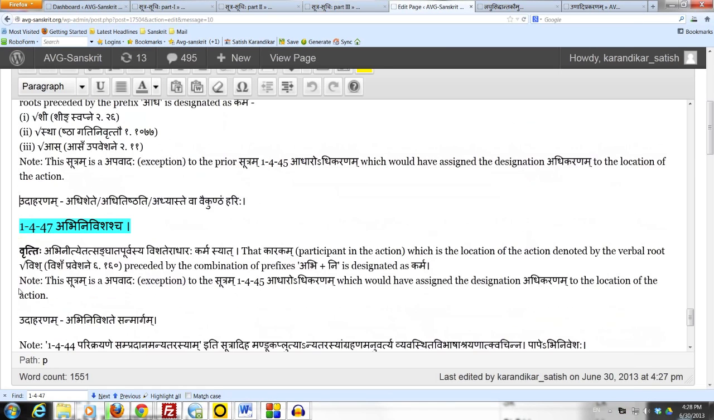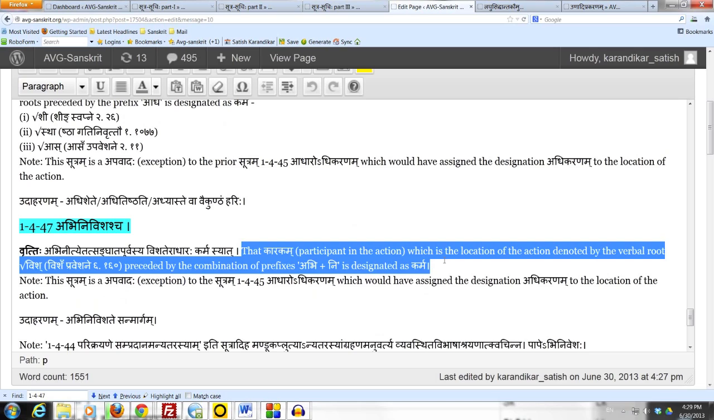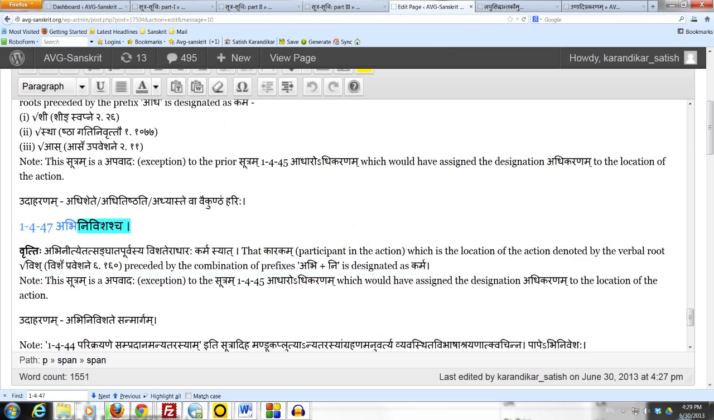Verbal root is vish, which is visha praveshane from the tudadiganaha, provided that it is preceded by the combination of the prefixes abhi plus ni. So abhi ni vish. If that is the verbal root denoting the action, then the karakam which is the location of the action gets the designation karma and not adhikaranam, which would have been assigned by 1445. Okay, the sutram here is 1447.